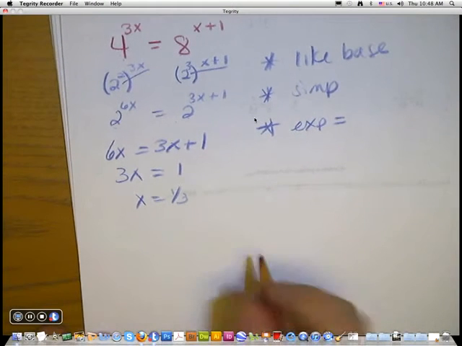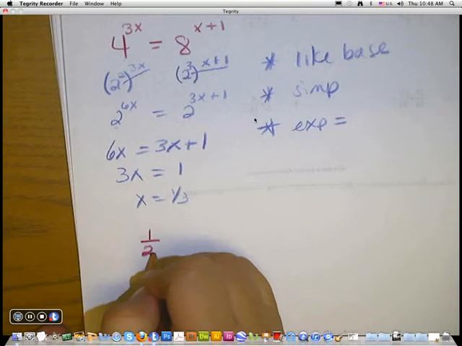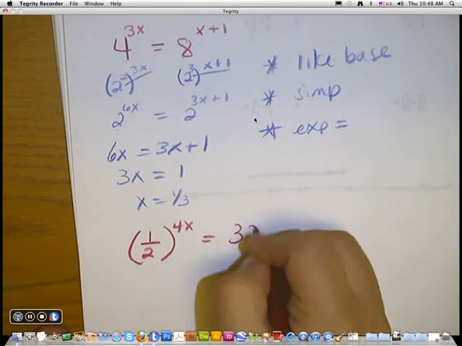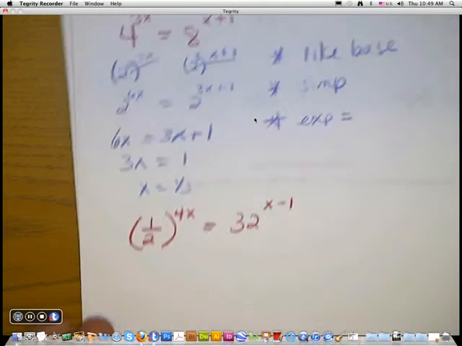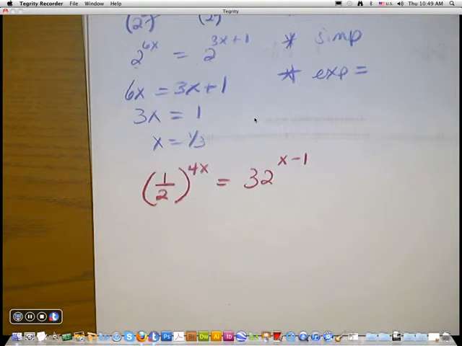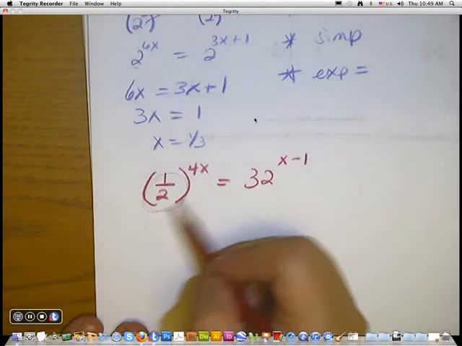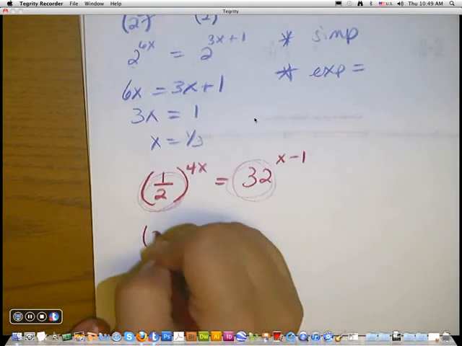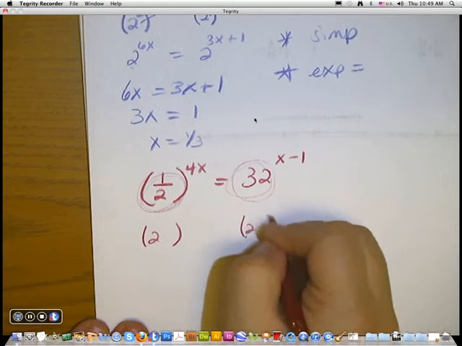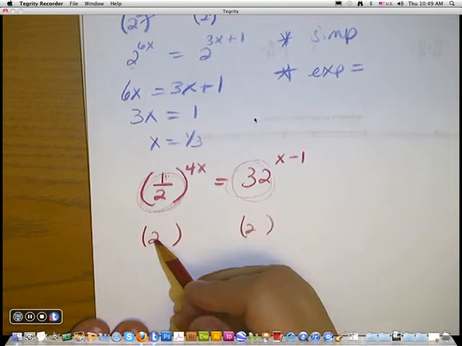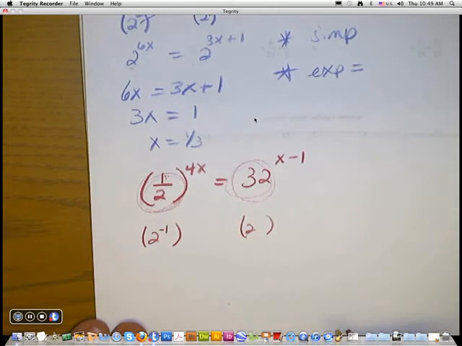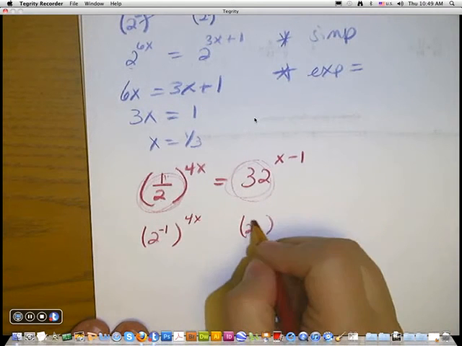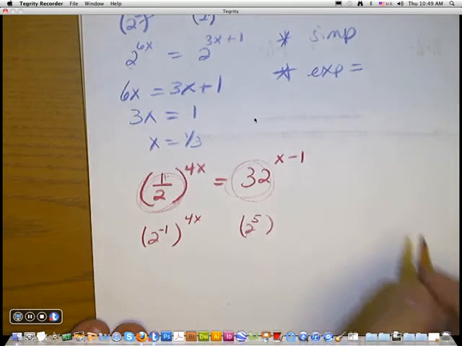Okay, let's try 1/2 to the 4x equals 32 to the x minus 1. So the first thing you need to ask yourself is, what base is 1/2 and 32? And you should come up with the answer of 2. How does 1/2 become 2 if the exponent's a -1? How does 2 become 32 if the exponent is 5?